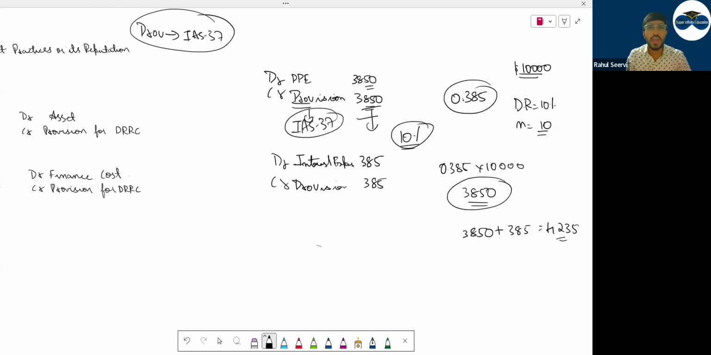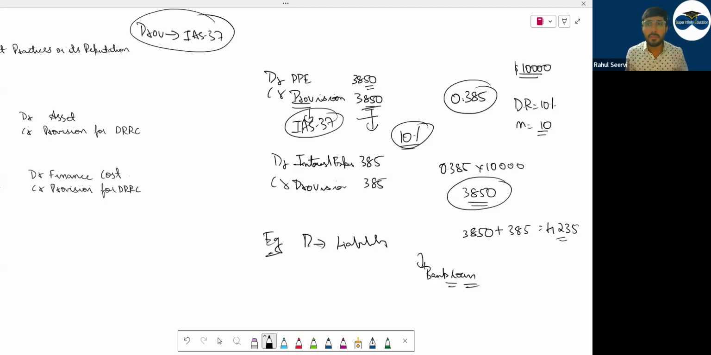What does provision mean? A basic example I will give you. Provision is a liability. Do understand that provision is a liability. Under liability you have provision. Now, what was the example for liability? Can I say bank loan was an example for liability?